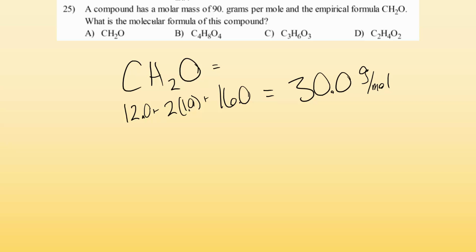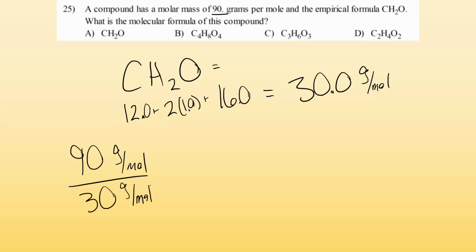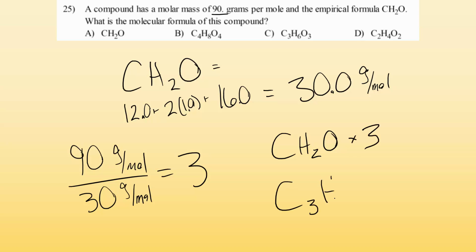Now it's telling me that the molecular formula has a mass of 90. So I go, all right, well, if I'm trying to get to 90 grams per mole, and I'm counting by 30s, how many times do I got to count by 30s? I get 3. So I got to take this CH2O, and I got to times everything by 3. So I end up with C3H6O3, which is going to be choice C.